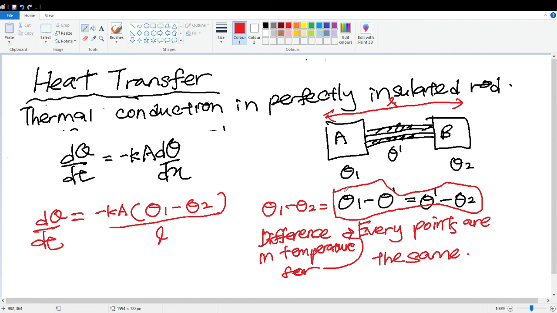So it's not necessary for us to calculate the rate of heat flow one by one, which is the difference in temperature between A and the rod, and the difference in temperature between the rod and theta 2. What we need to do is calculate the temperature difference between object A and object B, and finally we will get the value of the rate of heat flow.